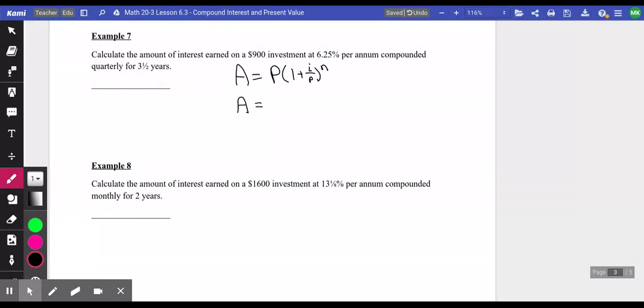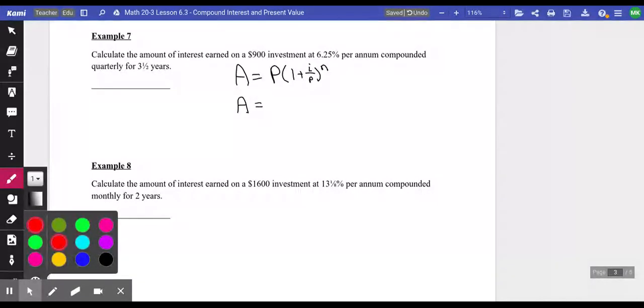Let's start things off with big P. Big P is your starting amount. I invested $900. That was my starting amount. In the bracket, I have 1 plus my interest rate. If I divide that by 100, it is 0.0625. Divide that by little p. P is my compounding rate. I'm compounded quarterly. Quarterly is 4 times a year. So I need to divide by 4.